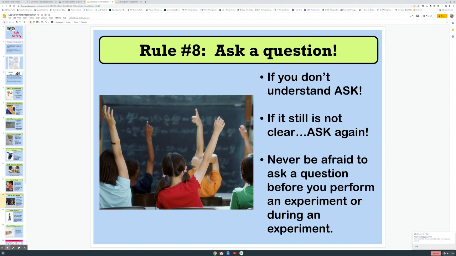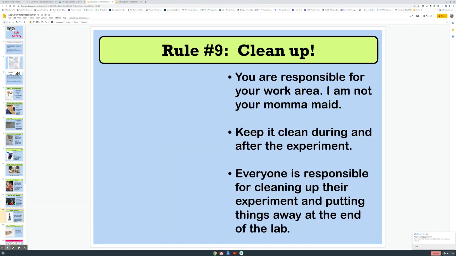And so if you're working virtually, this goes with any of the work you're doing. You've got to ask a question if you don't understand something. Set up a Google Meet, send a text, email, ask questions.